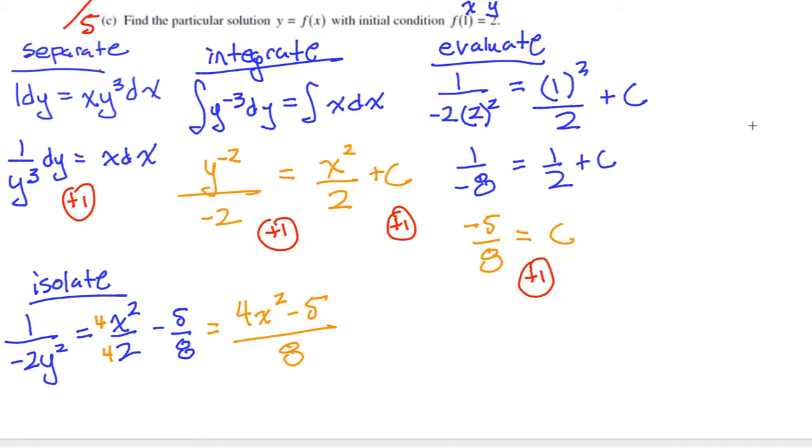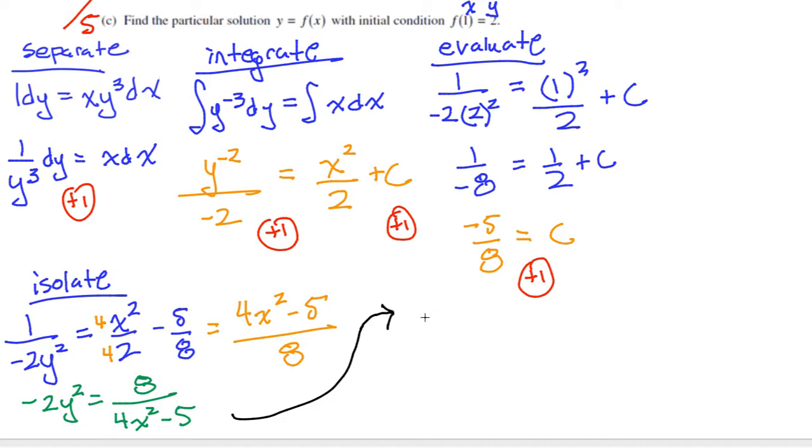When I take the reciprocal of both sides, I get negative 2y squared is equal to 8 over the quantity of 4x squared minus 5. Now I just need to solve for my y. So when I do that, I'm going to come back up here, just using arrows to follow my work.